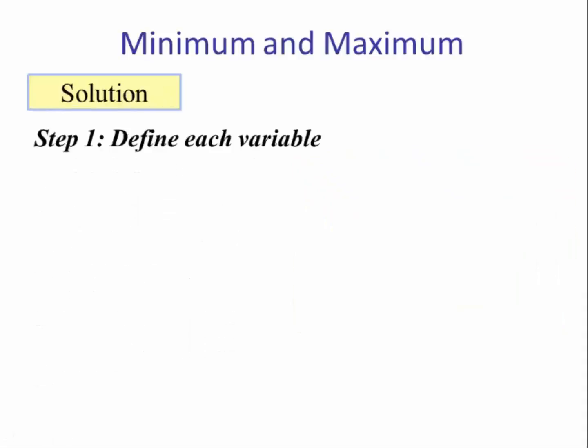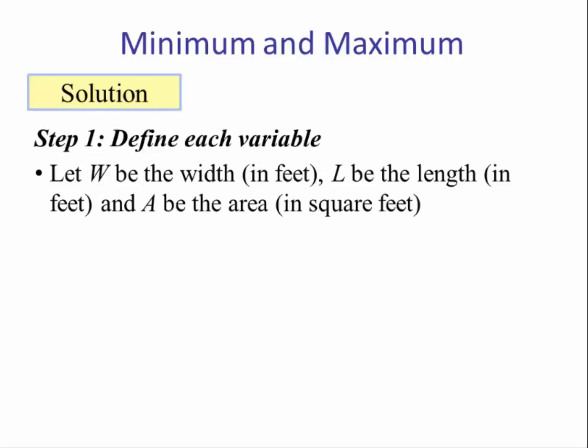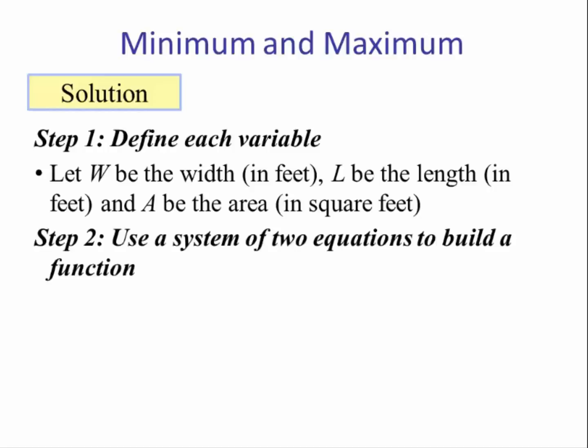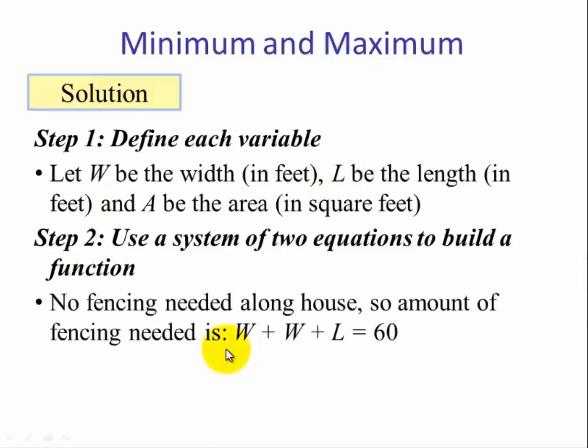Solution? Number 1, we define each variable. Let W be the width in feet, and L be the length, and A be the area in square feet. Number 2, we will use a system of 2 equations to build a function. We need 2 equations because we have 2 variables, W and L. So the first equation is W plus L plus W equals 60. That is the fencing using the 3 sides. So next, W plus W, these are like terms, we can combine them, and we get 2W plus L equals 60. That's our first equation.